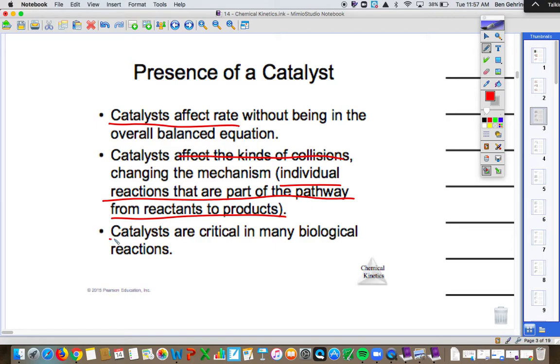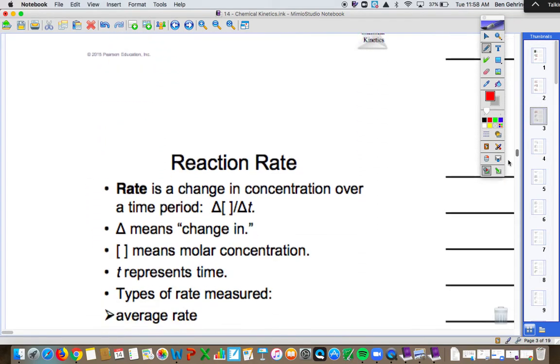And we use them a lot with many biological reactions. We call these enzymes when we're talking about biology. So catalysts in our body are called enzymes, and their function is to speed up the reaction, whatever that may be.